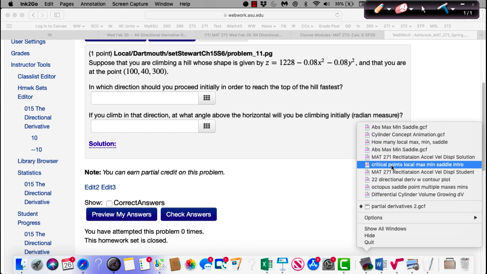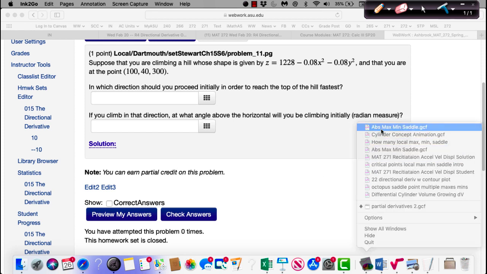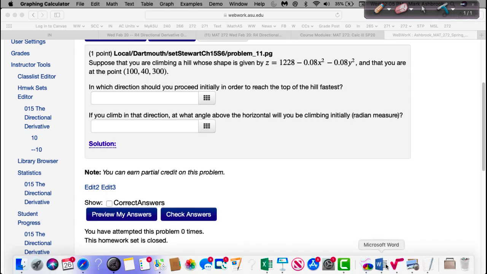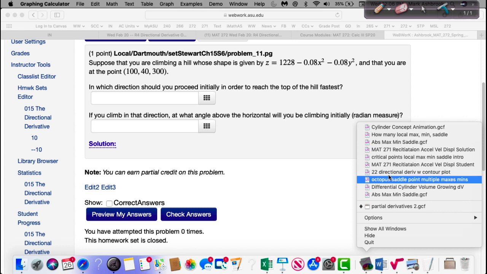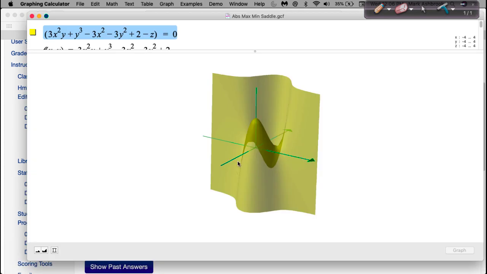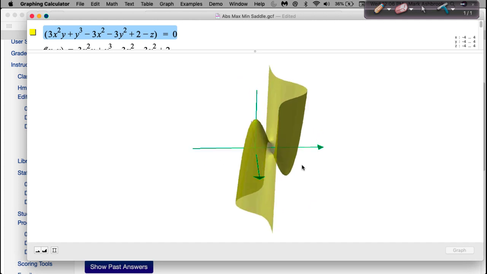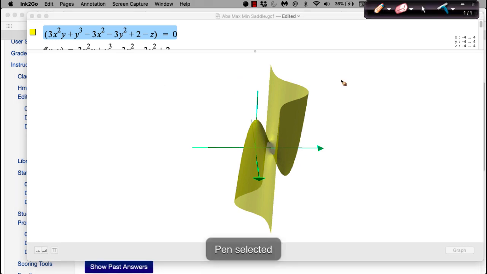Which file was that? I can't remember. This one? Okay, so this one. Okay, so here we were last time. And we were making our table, right? We made our table of our critical points, and we're going to try to figure out what they were.